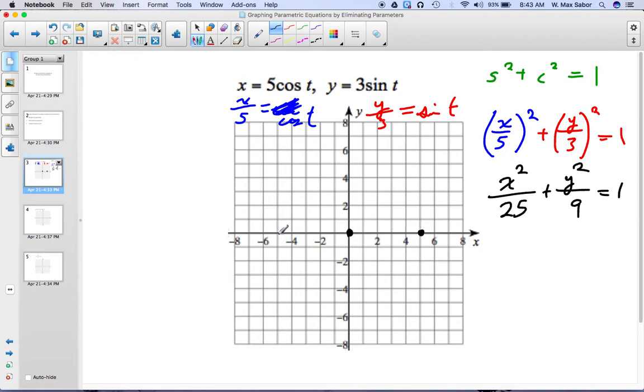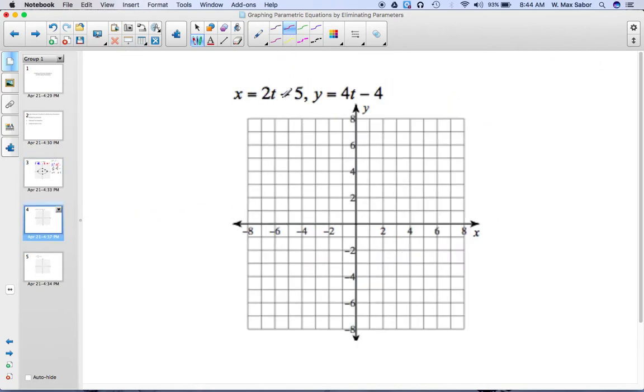5 is the value of a. B is 3. And that gives us our curve. If we want to talk about the orientation, typically we have to go back to plotting points in order to figure out the orientation. I believe that the orientation for this one is that way.